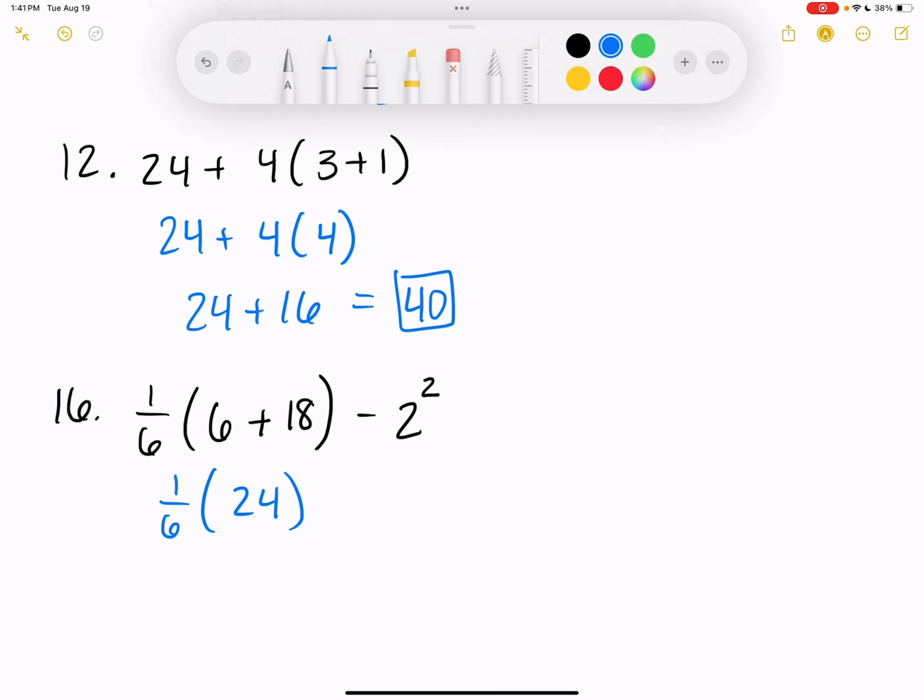So I can go ahead and do this at the same time if I want to. So this would be minus 4. If you want to do something like that at the same time to try to save you a couple steps, I'm okay with that. So then now we can do the 1/6 times 24, and what is that? 4. Then 4 minus 4, we get 0. That's always exciting.